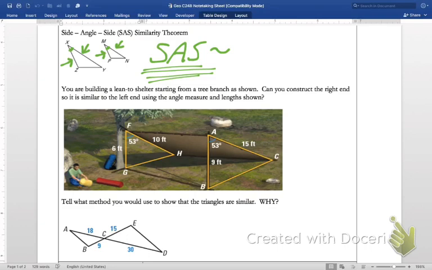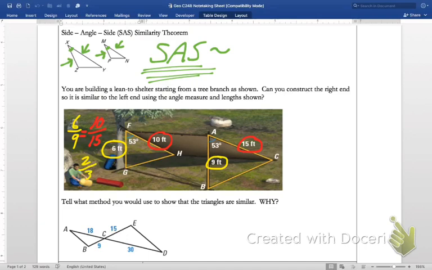We have a 53-degree angle and a 53-degree angle. There are the angles that are the same. We have a 6-foot side and a 9-foot side, so 6 over 9 is the scale between those two sides. Now we have a 10 and a 15. Well, 10 over 15, we need to see if those are equal ratios, and they are. They both reduce down to 2/3.